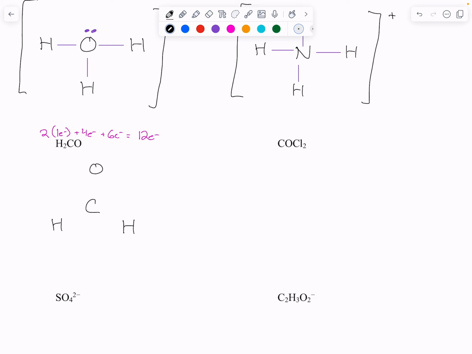All right. So let's bond them. 2, 4, 6, 8, 10, 12. Fantastic. Duet for hydrogen, yes. 2, 4, 6, 8 for oxygen, yes. 2, 4, 6 for carbon. That's a no. That's a no-go.